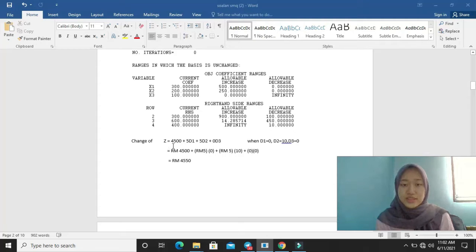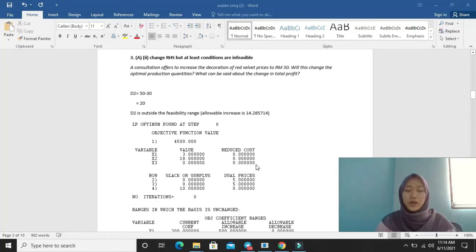So we just need to substitute the values of d1, d2 and d3 into this equation, where z is equal to 4500 plus 5d1 plus 5d2 plus 0d3. So we obtained that the value of z is 4550 ringgit. For 3A2, it was the same as 3A1, but this time we have the condition that it is infeasible.